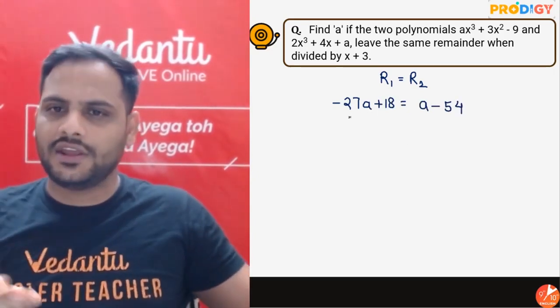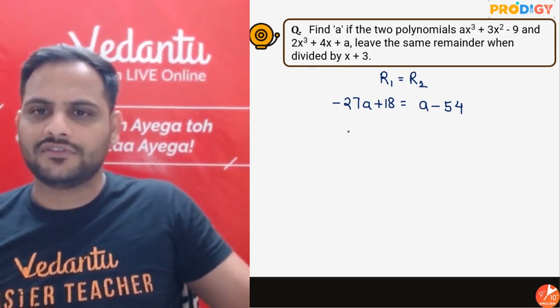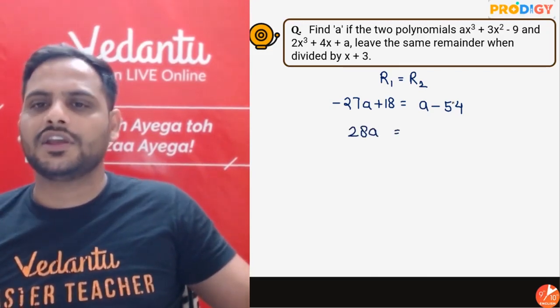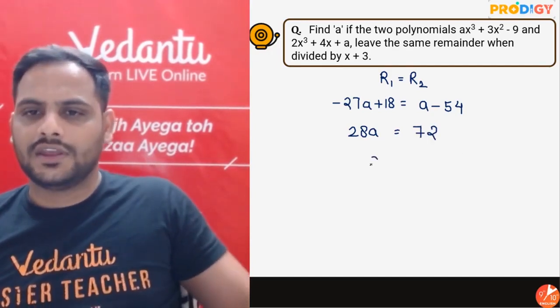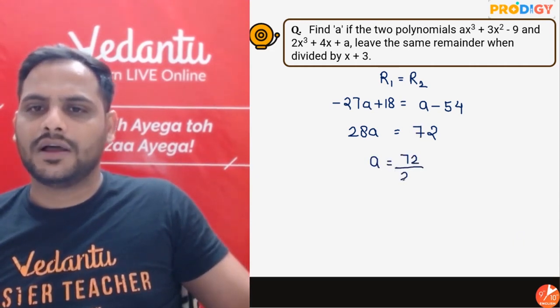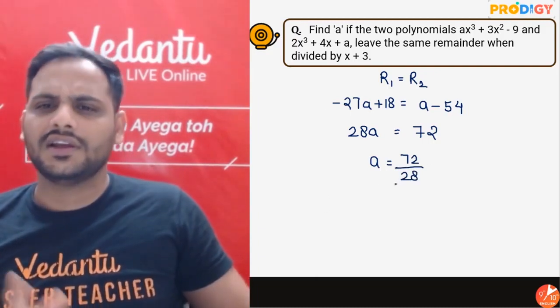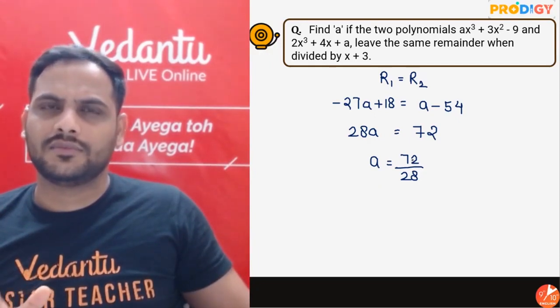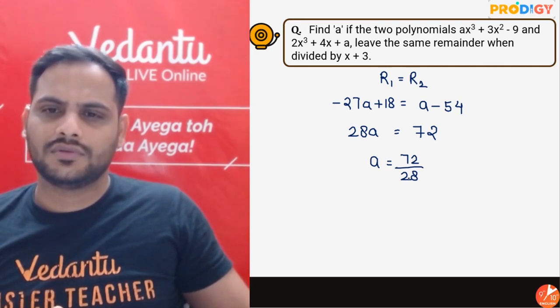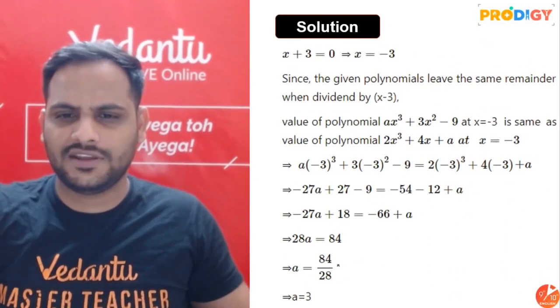Shift 18 over there, a over there. Alright. So minus 27a shifted over here will become plus 27. So 28a is equal to 18 plus 54, 72. So a is equal to 72 by 28. Alright. So if I cancel, I think it will be cancelled. Eighteen times and 7 times. Let me see if I have made any calculation mistake anywhere.